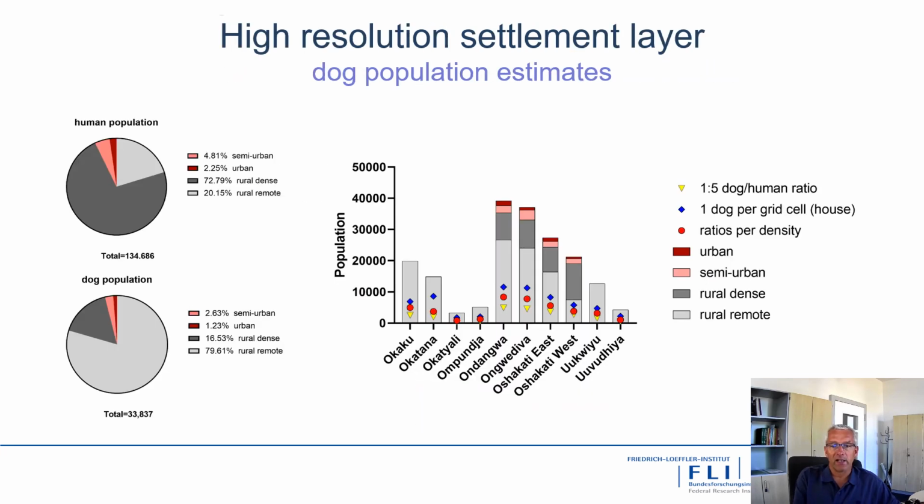So what we then did, we used all the data and compiled a dog population structure for this area. You see that the majority of people live in rural, dense areas close to the cities, as opposed to the dog population. The majority of the dog population lives in rural, remote areas. And you see here on the right-hand side the human population and the respective dog population also stratified for the individual constituencies.